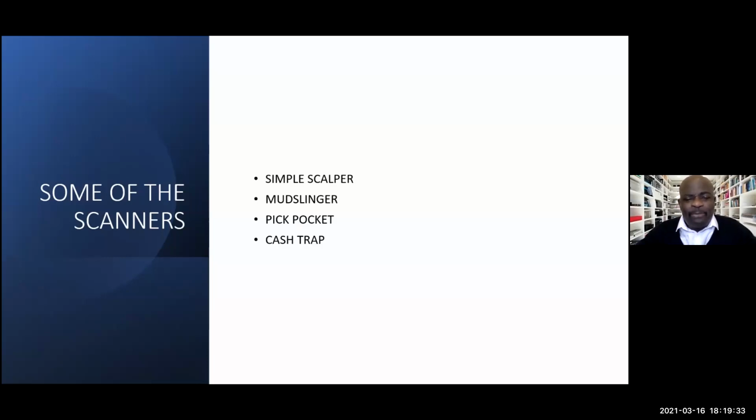Pickpocket is not that popular, but it's one of the options, and it has 2 different criteria for you to actually jump in the trade, and it's very straightforward. I think cash trap is getting very popular now.